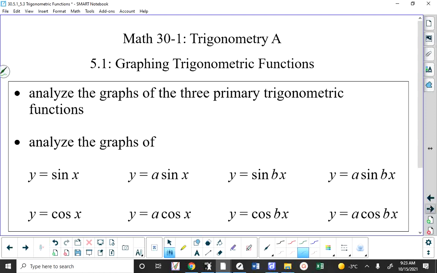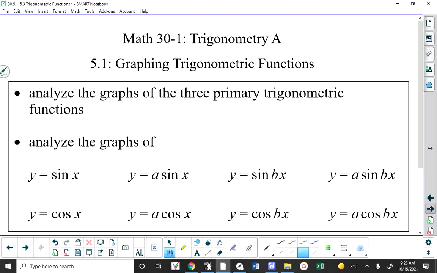So we are looking at section, this actually should say on your handout 5.1, 5.3, correct? Okay. 5.3 deals with tangent, 5.1 deals with sine and cosine, and we're going to learn about 5.3 just in passing. It's really not that big of a deal. So we're going to be looking at the graphs of the 3 primary trigonometric functions: y equals sine of x, y equals cos of x, and y equals tan of x.